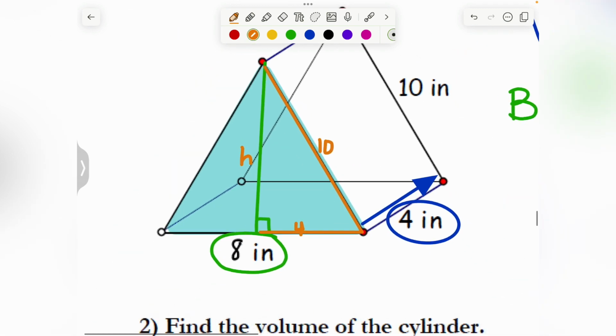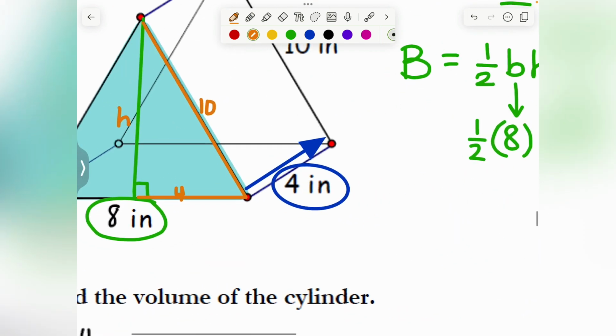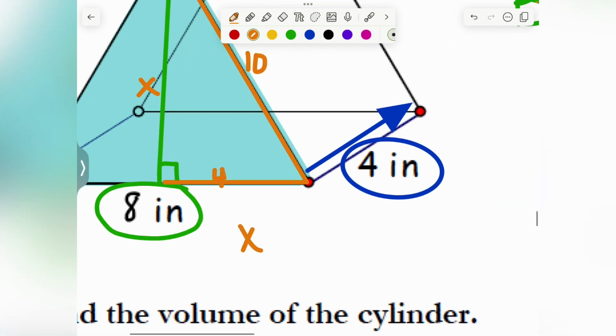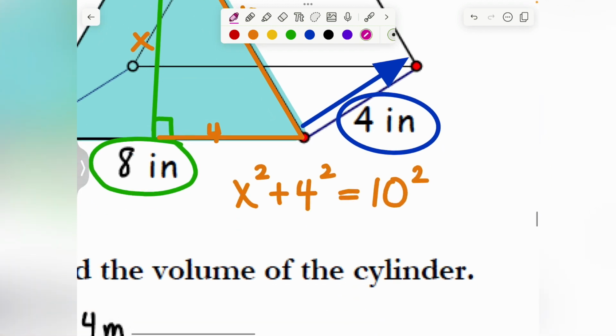So I'm going to use h for height. Let's not, because that kind of sounds like hypotenuse. I'll use x for height. So we get x squared plus 4 squared equals 10 squared. So x squared plus 16 equals 100.